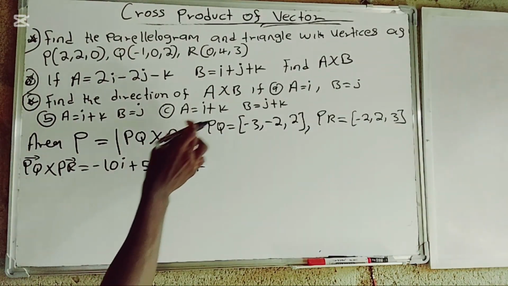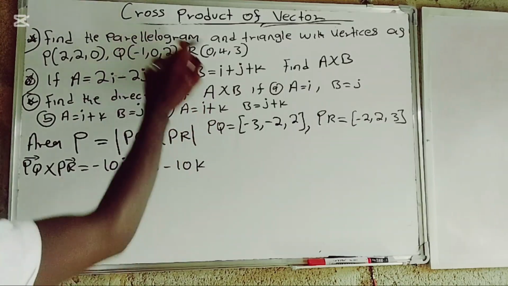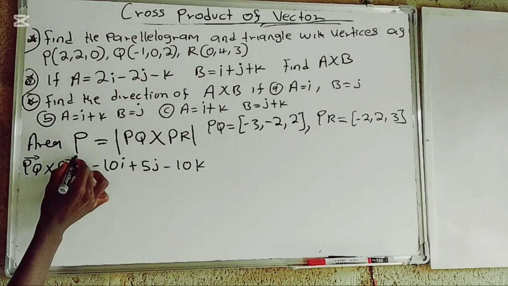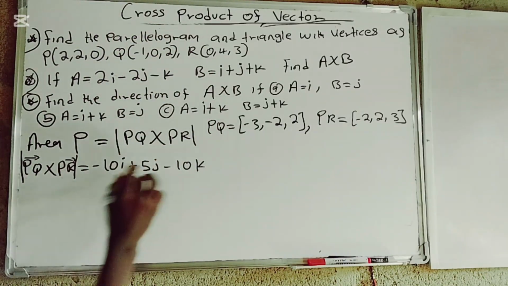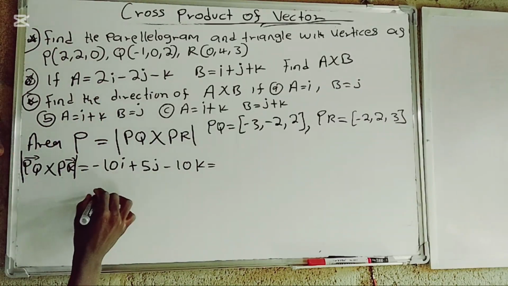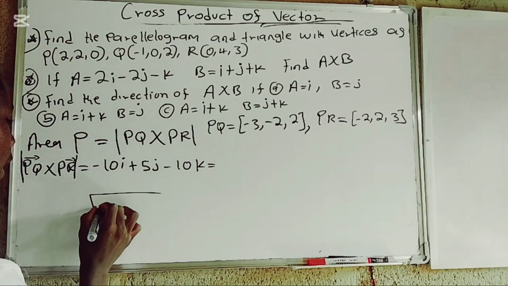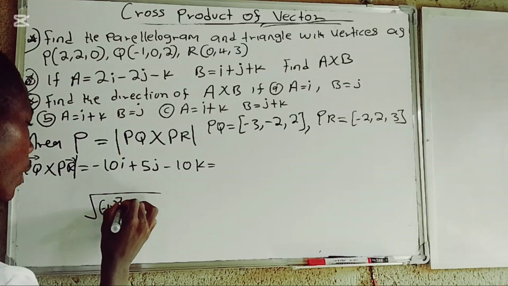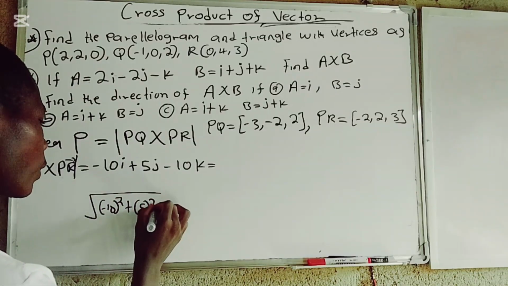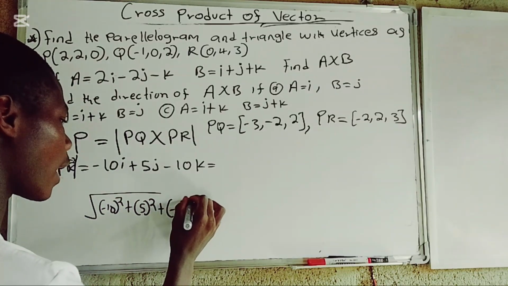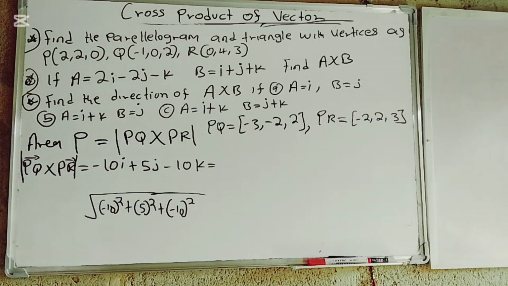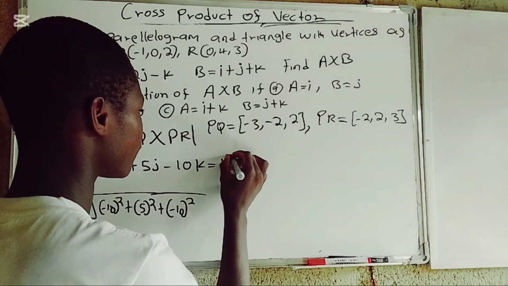I'm asked to find the parallelogram formula. This is the parallelogram formula in magnitude. So I have to find the magnitude of this. What will be the magnitude of this? Negative 10 squared plus 5 squared plus negative 10 squared. 10 squared is the same thing as 100, and therefore 5 squared is the same thing as 25. So let me put it in all. So at the end, I will end with 15.